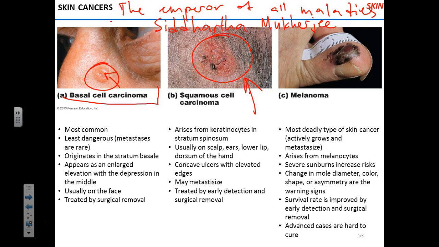Now, the most invasive, the most dangerous type of cancer is melanoma. It grows actively, metastasizes actively, and it is derived from, as you can guess from the name, melanocyte cells. The main risk factor for melanoma is sunburn. Sunburns may increase the risk. As far as I remember, one sunburn increases the risk of developing melanoma in the affected area by 70%.